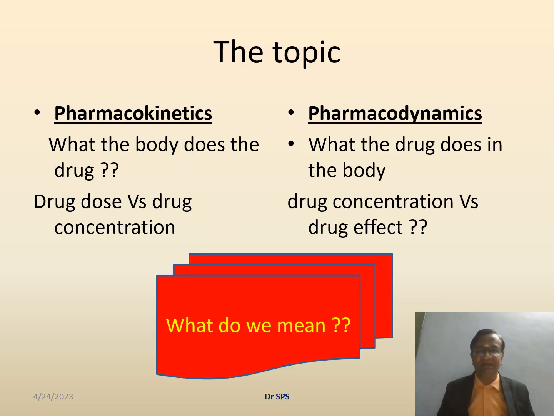Why should the topic be a little difficult? Now you see pharmacokinetics and pharmacodynamics. That itself is a little confusing. What does the body do to the drug? Drug dose versus drug concentration. We have given 100 milligram. It is supposed to keep the concentration in the blood at 1 microgram. What are the things which affect this? Absorption, metabolism, all these things. That is pharmacokinetics. Now the blood has got 1 microgram per ml.